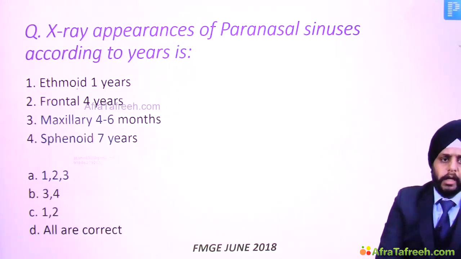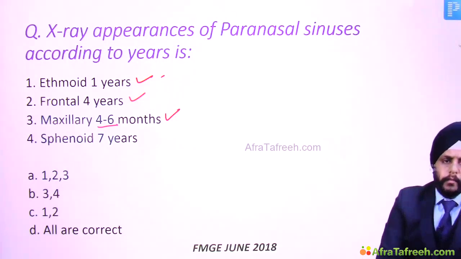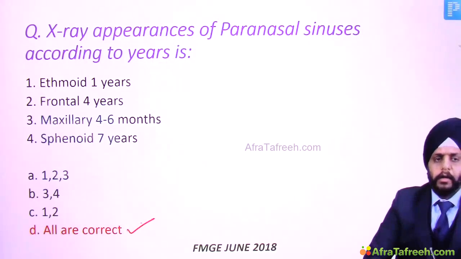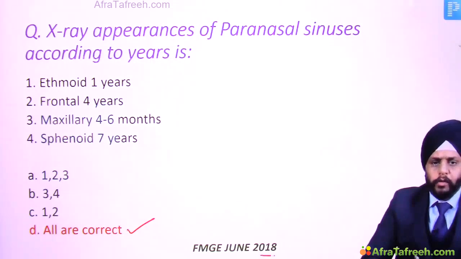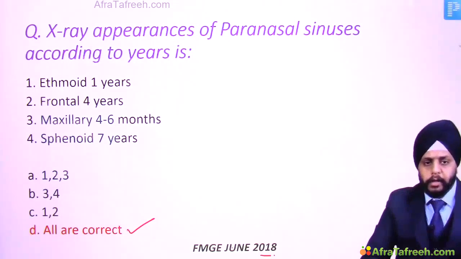So we can see the ethmoid 1 year, that is a correct statement. Frontal appears by 4 years, that is also a correct statement. Maxillary 4 to 6 months, yes, that's a correct statement. And sphenoid 7 years, 6 to 7 years, yes, so that is also a correct statement. So all of these are correct. This was asked in the FMG June 2018 exam. So you see that these questions are asked regularly in the exam, right?